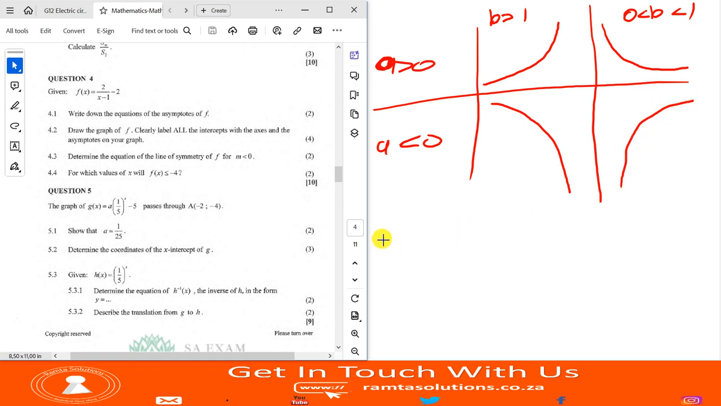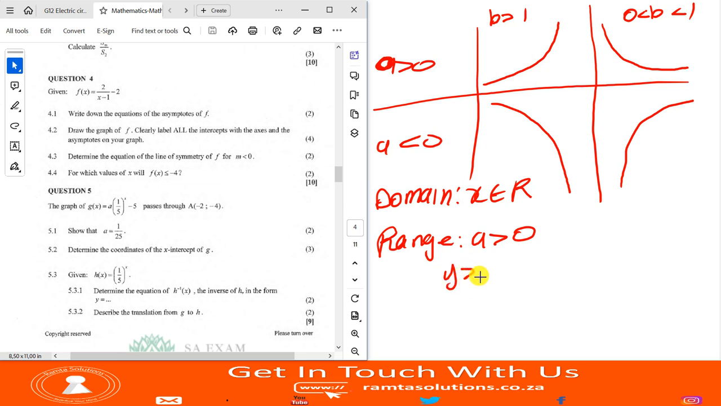Now let's talk range. Domain: x is an element of the real numbers. All x values will return a y value. For the range, it depends on your a. If a is positive, your range is y greater than q. When a is negative, it's these graphs here, and you will say y is less than q. Perfect. Now let's answer the questions.